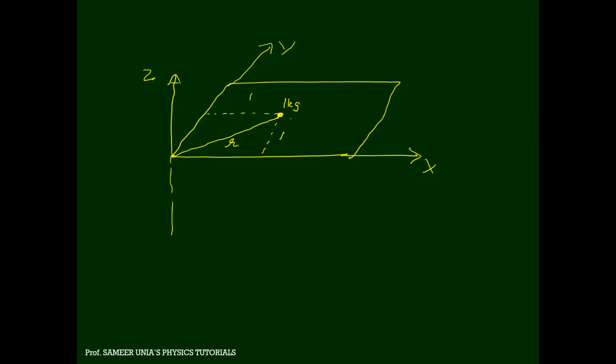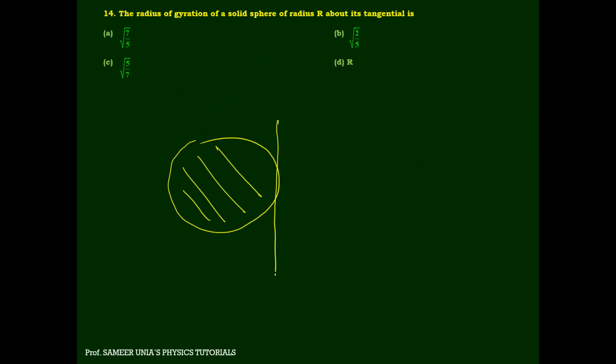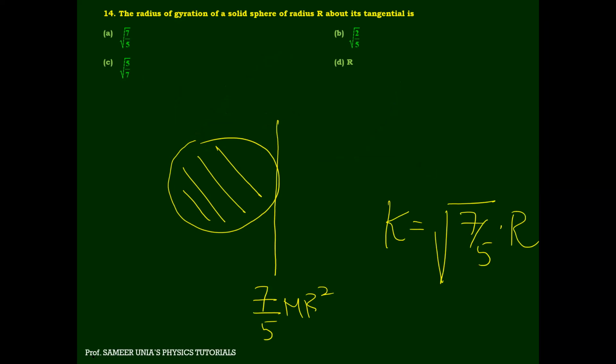Okay, चलो हाँ, next 14th. The radius of gyration of a sphere about its tangent. So can anyone tell me what is moment of inertia for a solid sphere about the tangent? जल्दी बोलो. 7/5 mr square. उसका radius of gyration क्या रहेगा? You know the shortcut. Come on man, fast. Root 7/5 r. ये आंसर है, ठीक है ना.